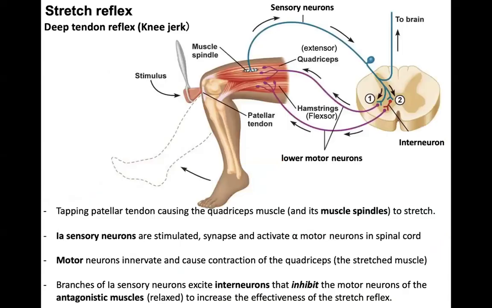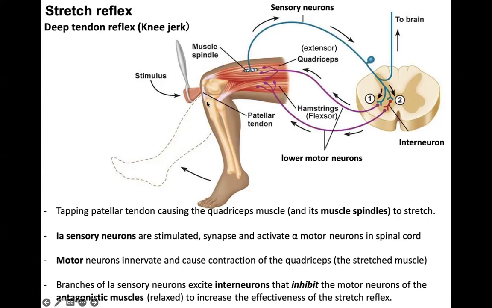Now let's look at an example of the first type of reflex. This type of reflex is called the stretch reflex. One of the common examples is the deep tendon reflex, and it can be tested at different locations. Sometimes you can test it in the biceps, triceps. But for the leg, the most common one is called the knee jerk. So what happens here is you tap the patellar tendon, the tendon right in front of your kneecap.